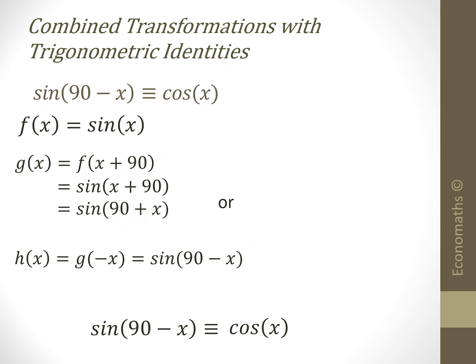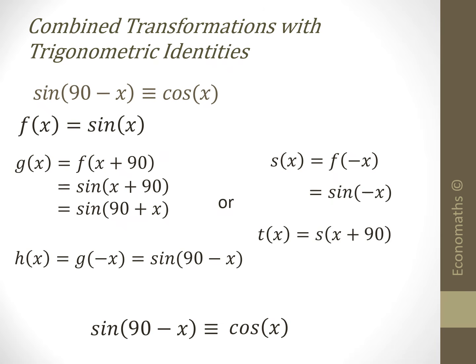We only have two transformations. They can only occur either way around. The other way around is to do the reflection first. So we have f of minus x. There's nothing really wrong with this because it's just the sine of minus x. But now we need to be extra careful because if we apply the shift second, I've called the sine of minus x s of x.